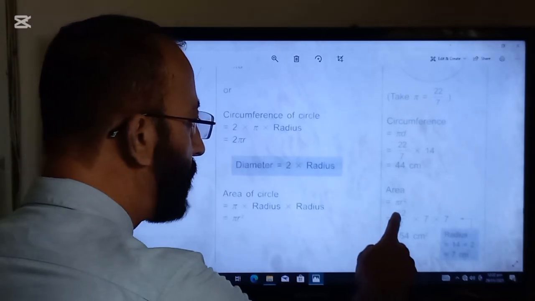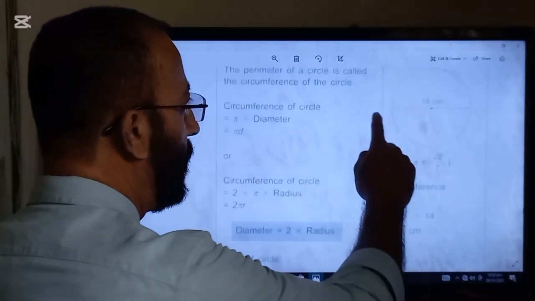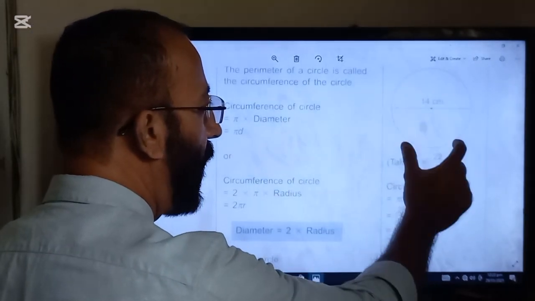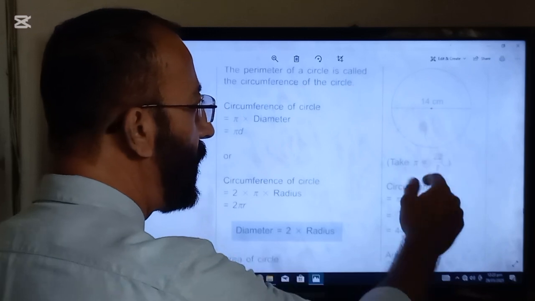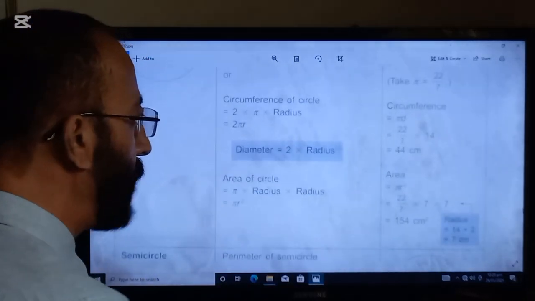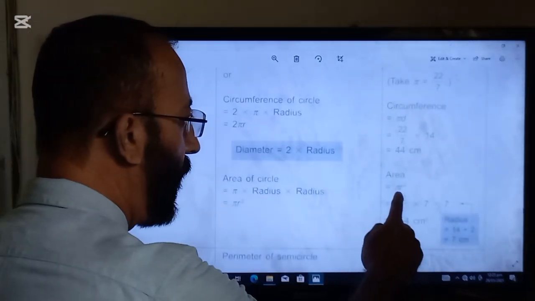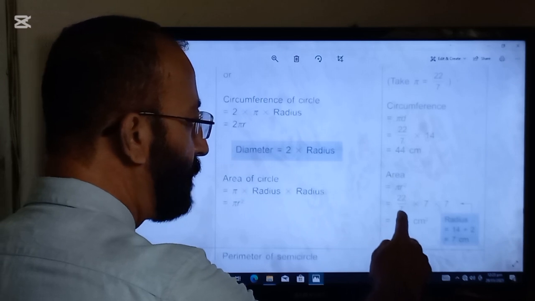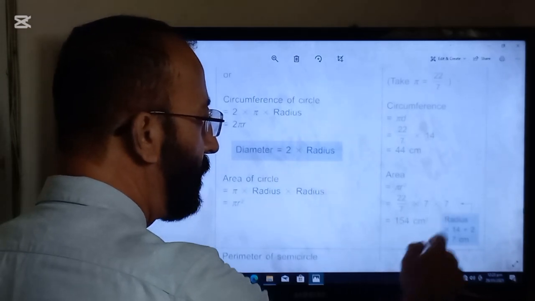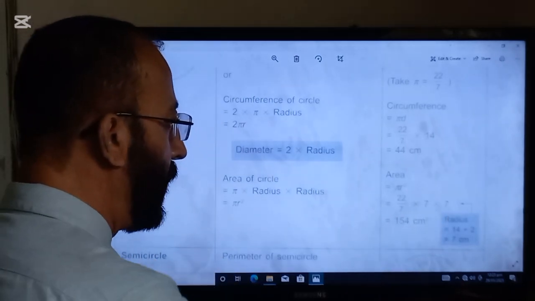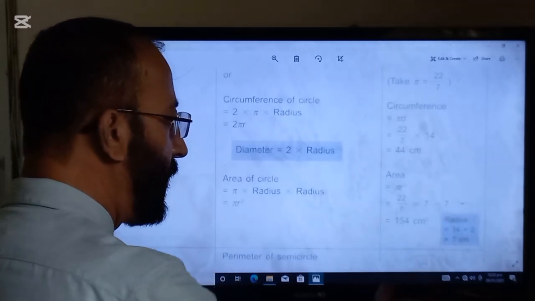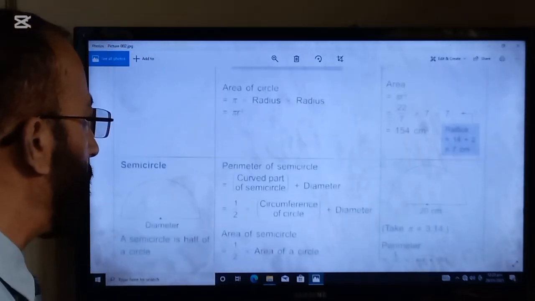Area's formula is pi r square. If 14 is the diameter, so half of it, that is 7, will be the radius. So 7 will be placed in place of the r. So pi's value is 22 by 7 into 7 into 7. Solve it on the calculator, you will get the answer, that is 154 centimeters square.